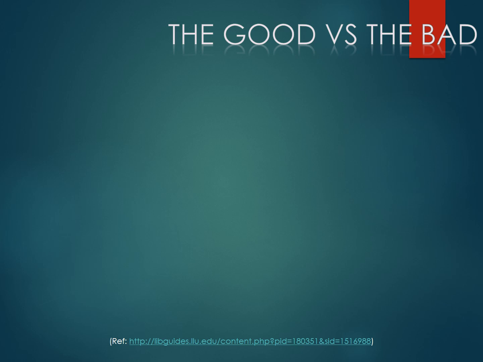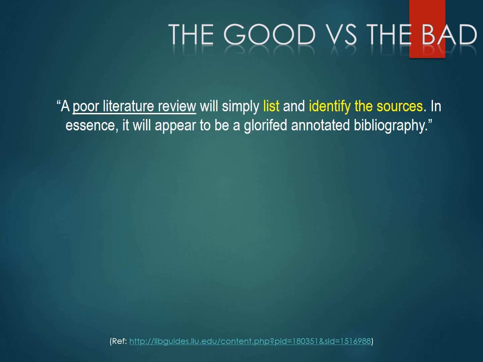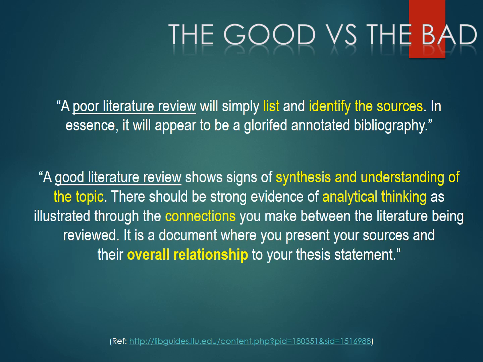The good versus the bad. A poor literature review will simply list and identify the sources. In essence, it will appear to be a glorified, annotated bibliography. A good literature review, on the other hand, will show signs of synthesis and understanding of the topic. There should be strong evidence of analytical thinking, as illustrated through the connections you make between the literature being reviewed. It's a document where you present your sources and their overall relationship to your thesis statement.